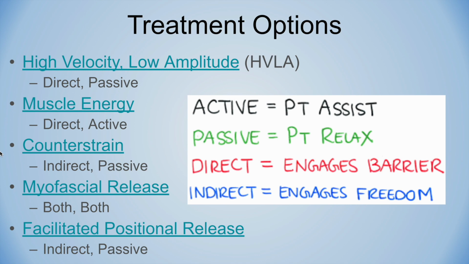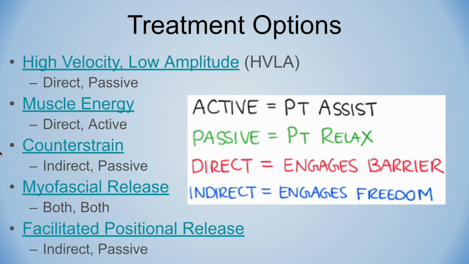And then you can have active and passive techniques. Active techniques are going to be when the patient is using some sort of assistance. They're maybe firing their muscles or breathing in a certain way. And passive techniques are going to be when the patient is totally relaxed and they're not assisting you.